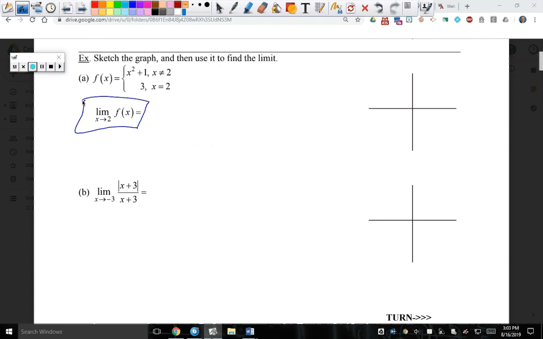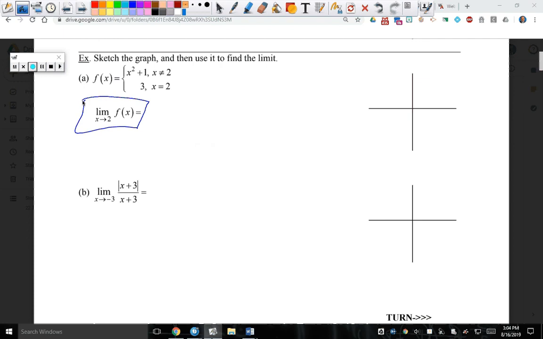Close. So this one could be read as the limit as x approaches 2 of f of x. Okay? So let me read them both ways. The limit of f of x as x approaches 2. So that's like the limit of picture f of x and then approach 2 from both sides. Or you can say the limit as x approaches 2 from both sides on f of x, wherever f of x is at. Okay? Means the same thing, okay?